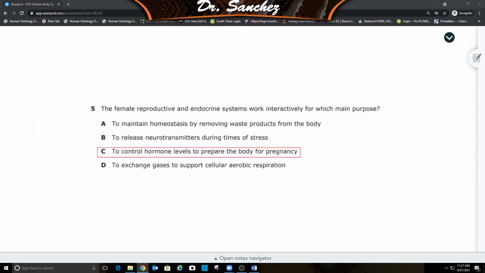So the answer was control hormones to prepare the body for pregnancy. Reproductive system, pregnancy. Hormones, well, to engage in what needs to happen, just like testosterone, right? In the males, it would be testosterone to produce sperm and have libido, which is to be able to have an erection so you can have sexual intercourse and produce a baby eventually, right? That's the idea. Yes, ma'am.